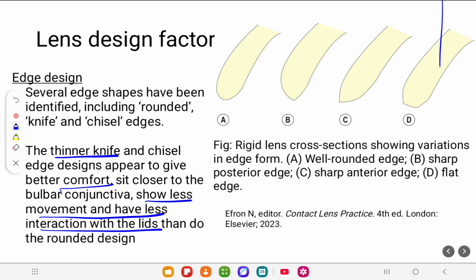You have to understand. So picture A, what is it? A well-rounded edge. Picture B, a sharp posterior edge. Even a sharp posterior edge is no problem, but a sharp anterior edge is a problem, because it will definitely interact with the lid. The upper palpebral conjunctiva is a part of the lid, and a flat edge also creates a little bit of a problem. So that's why the round edge is better.